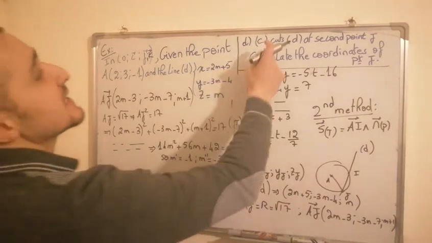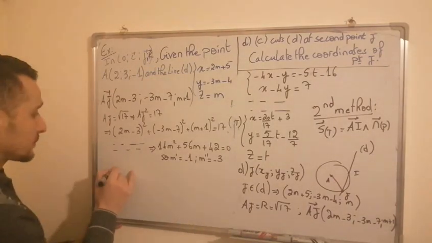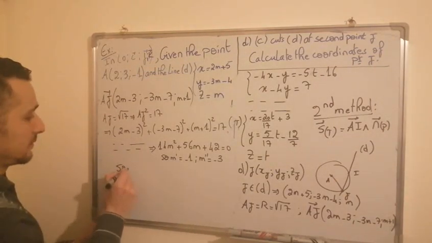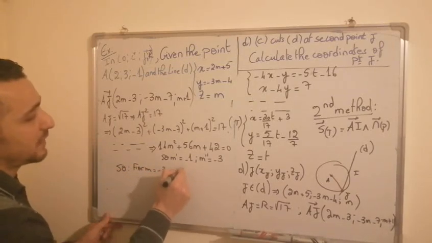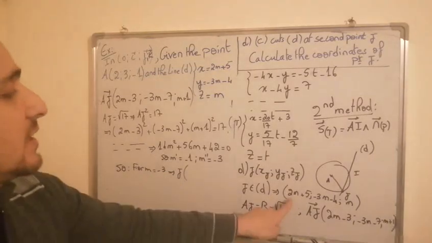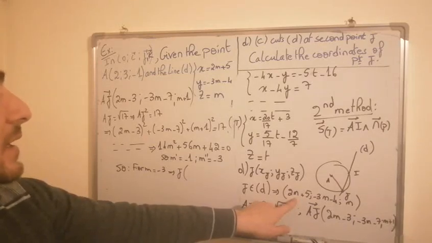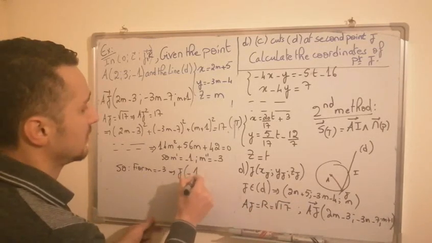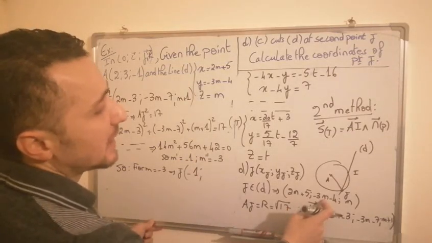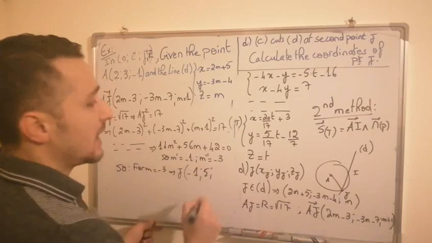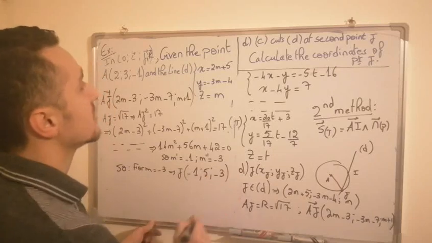But it said C cuts D at a second point J, so we don't want I. So for m equals minus 3, we can find the coordinates of point J. 2 times minus 3 is minus 6, plus 5 is minus 1. For m equals minus 3, minus 3 times minus 3 is 9, 9 minus 4 is 5. And for m equals minus 3, here it becomes minus 3.